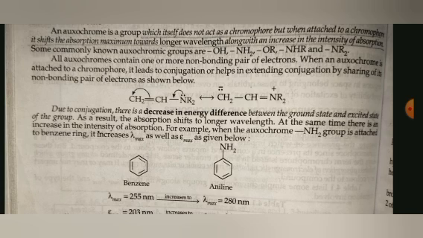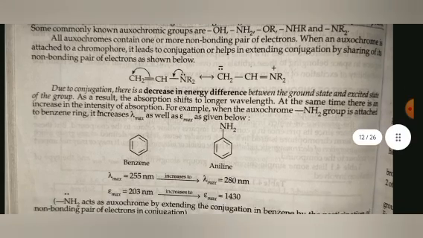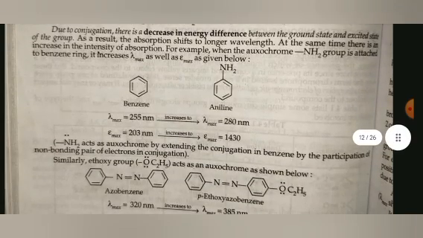When an oxochrome is attached to a chromophore, it leads to conjugation or helps in extending conjugation by sharing its non-bonding pair of electrons, as shown below. Due to the conjugation, there is a decrease in the energy difference between the ground state and excited state of the group. As a result, the absorption shifts to the longer wavelength. At the same time, there is an increase in the intensity of absorption.